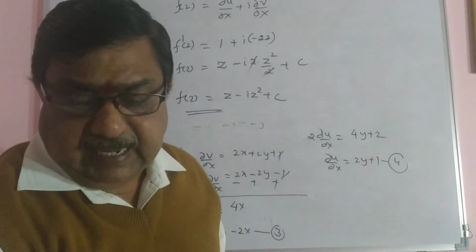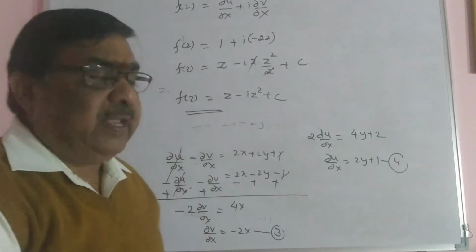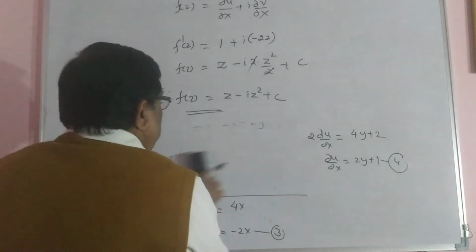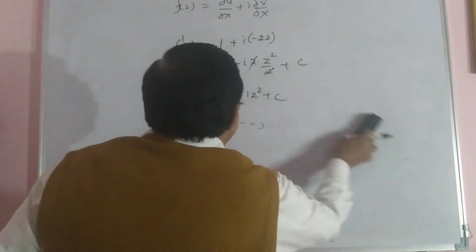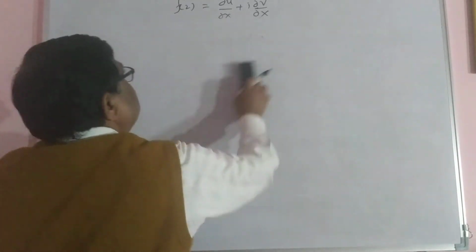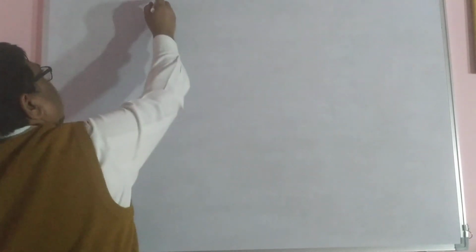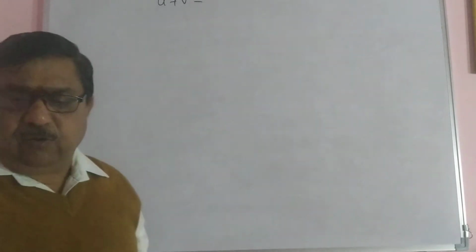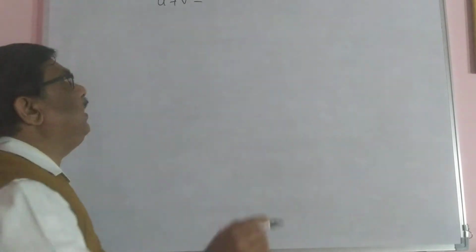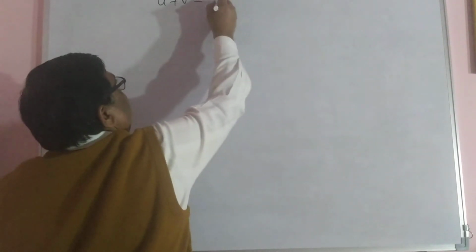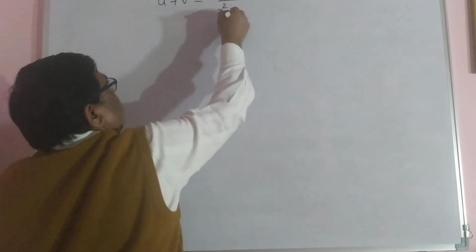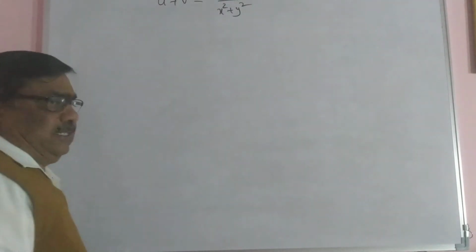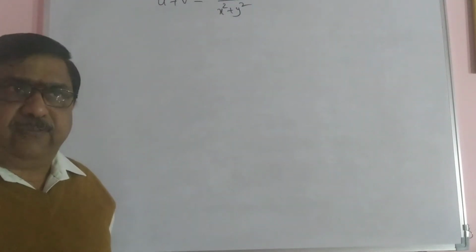Similarly, let me consider another one. If f(z) is equal to u plus iv, in which u plus v is given, then I have to construct the function, u plus v equal to x divided by x² plus y². Yes, then I have to find out f(z).